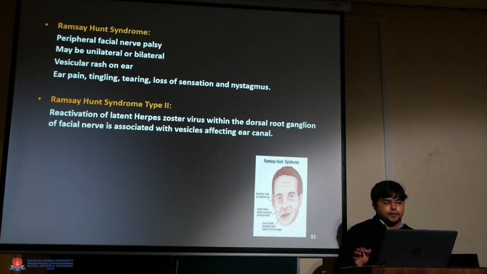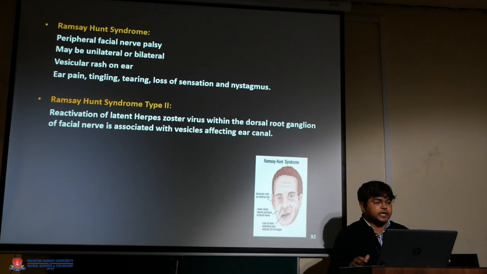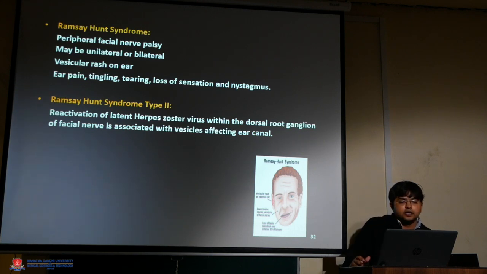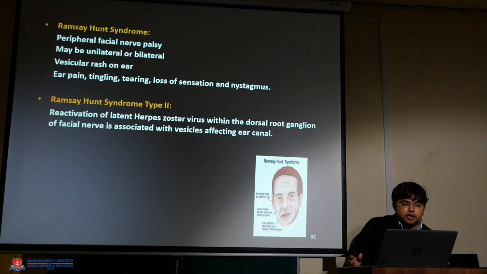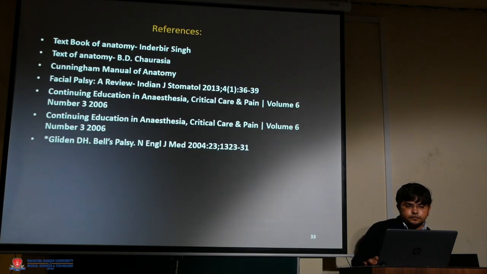Ramsay Hunt syndrome: peripheral facial nerve palsy, may be unilateral or bilateral, with vesicular rash, ear pain, tingling, tearing, loss of sensation, and nystagmus. Ramsay Hunt syndrome type 2 is the reactivation of latent herpes zoster virus within the dorsal root ganglion of the facial nerve, associated with vesicles affecting the ear canal. These are my references.